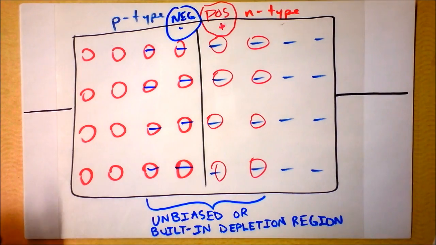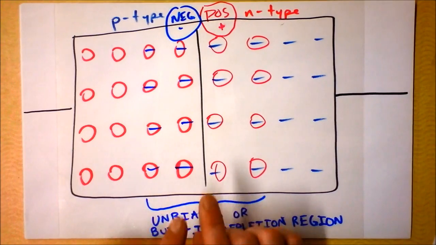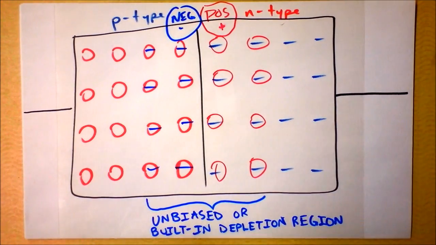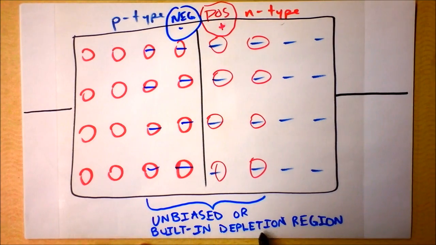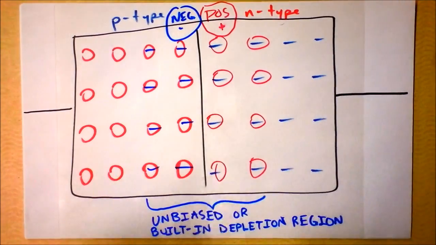And as a consequence, this region is called the depleted region because there are no free carriers. Some people also call it the space charge region because space is really cool. I think there might be another reason for that. Space charge region, this guy right here, the built-in depletion region or the unbiased depletion region. What I mean is I haven't done anything to it. I've simply connected them, and it prefers to make this.